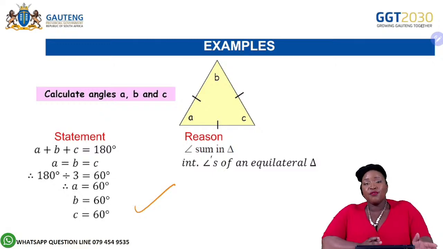Okay, this is if you had to do the calculations. Most of the time you just state that A plus B plus C is equal to 180 degrees, and you'd say each of these angles A and B and C are equal to 60 degrees. Okay, right.